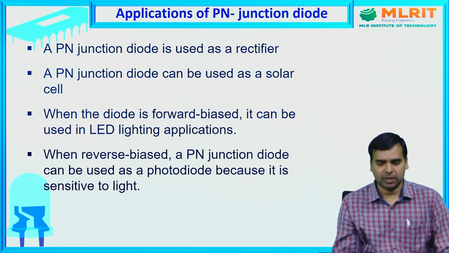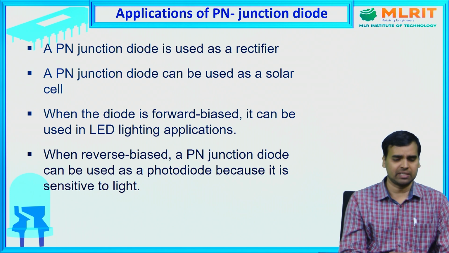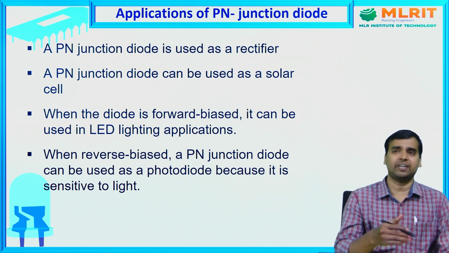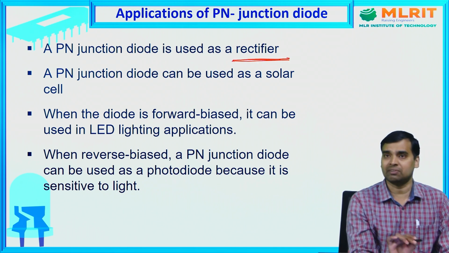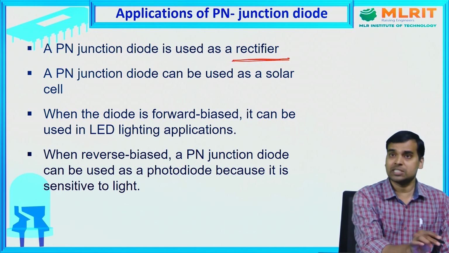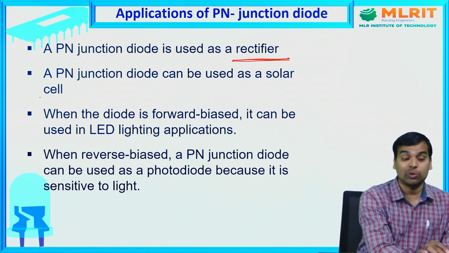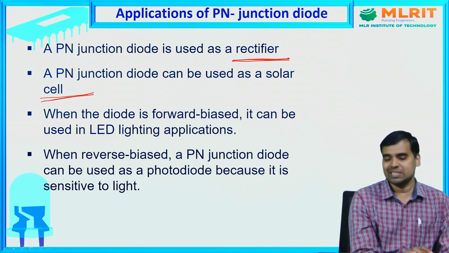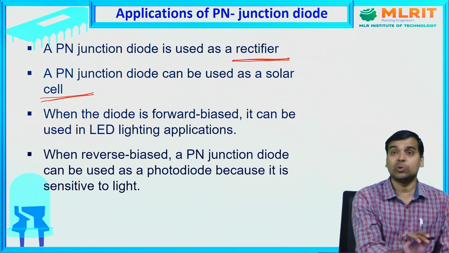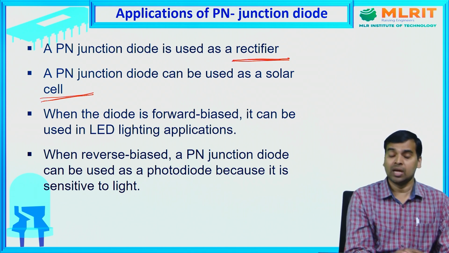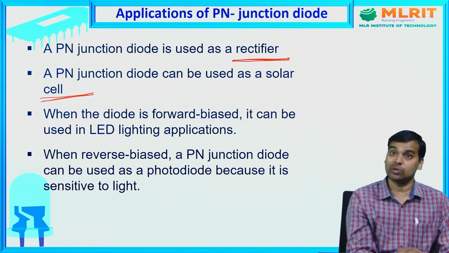Now, when it comes to the applications of PN junction diode, as I told you, PN junction diode is a basic device in semiconductors. So PN junction diodes are used in different electrical circuits, and a PN junction diode is used as a rectifier. A rectifier circuit is one which converts AC to DC. In rectifier circuits, PN junction diodes are used, and again a PN junction diode can be used as a solar cell. I hope many of you know about the solar cell, which is a device which converts light energy into electrical energy. But in this case, for the working of a solar cell, we need not give any bias. That is a different case. In coming lectures, I will explain about solar cell construction and working.